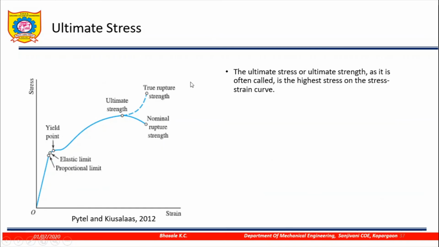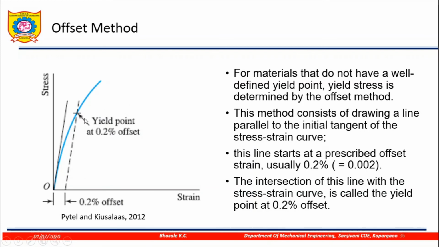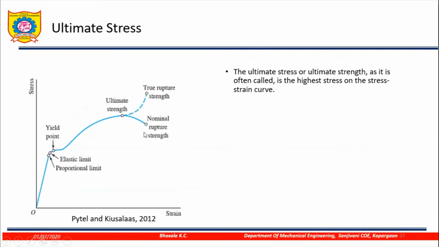Ultimate stress. This stress when you calculate it will also be called the proof stress. Ultimate stress. The ultimate stress or ultimate strength, as it is often called, is the highest stress on the stress diagram. So ultimate stress is the maximum stress of the stress and strain diagram.